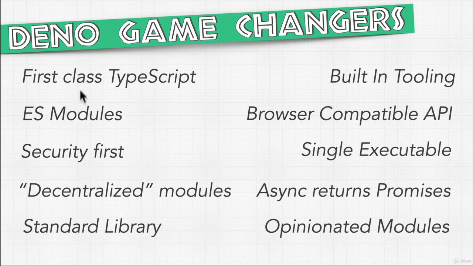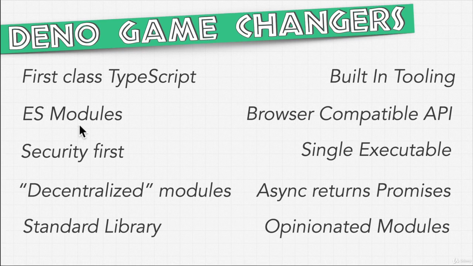The first one is something we've already talked about, this idea of first-class TypeScript support. That is, we can use TypeScript out of the box. Whether we want to take advantage of a strictly typed language like TypeScript, or whether we just want to write in JavaScript, we don't need to do any setup whatsoever. If we want to use TypeScript, all we need to do is use a .ts file. If we want to just use JavaScript, a .js file. Nice and easy, unlike Node where you had to install an npm module like ts-node.